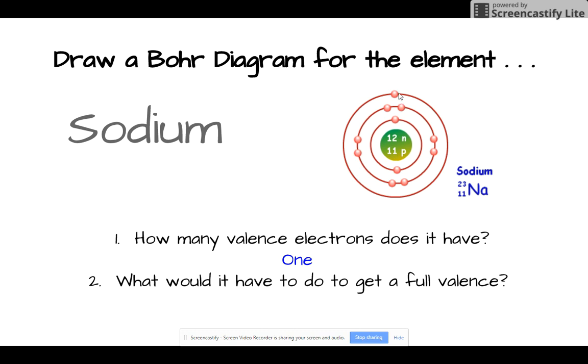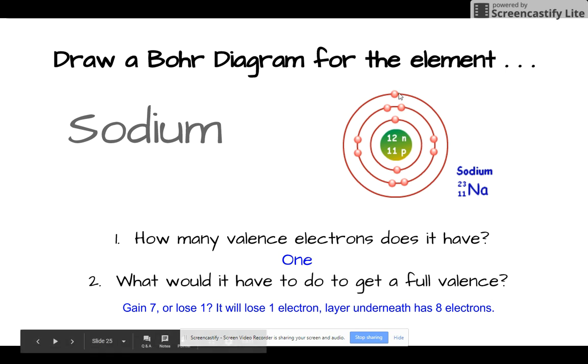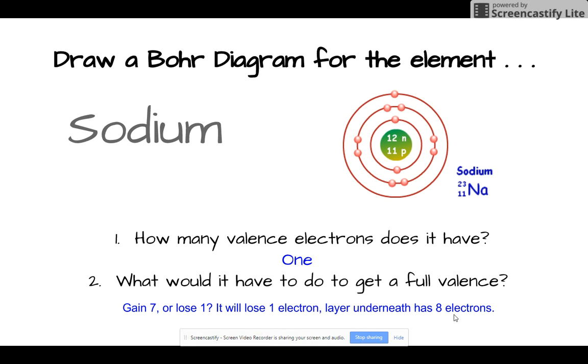What would it have to do to get a full valence level? Well, we could add 7 more electrons to this orbit, or we could get rid of 1. In this circumstance, we're going to lose that 1 electron, because if we take this electron out, then this becomes the valence level. And how many electrons are in that level already? There are 8, which is what all atoms want to have. So in the case of sodium, it would be easiest to get rid of one electron and then have a full valence level with 8 electrons in it.